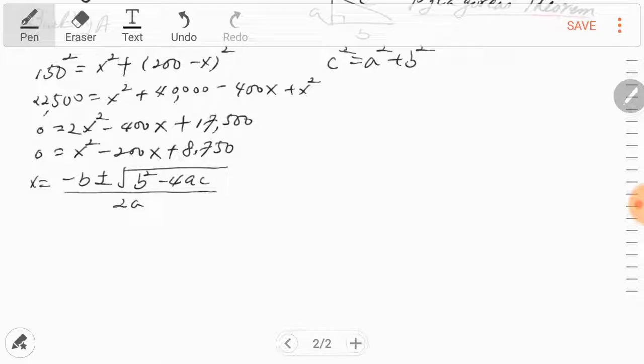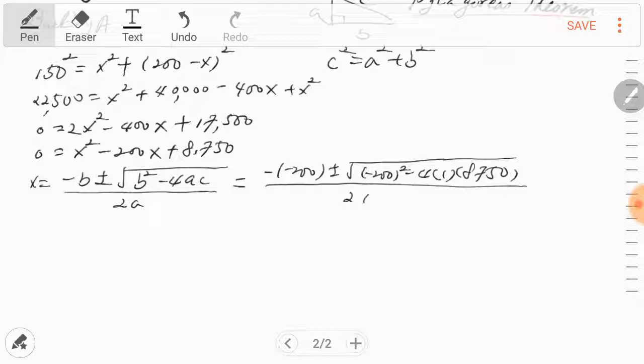Okay, so let's plug in all these a, b, c values. So that is equal to negative b. Now we gotta use calculator. Negative b is negative 200 plus or minus square root b squared minus 4ac over 2 times a. Then x is equal to, use the calculator.